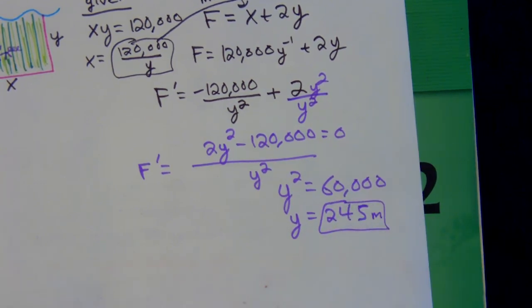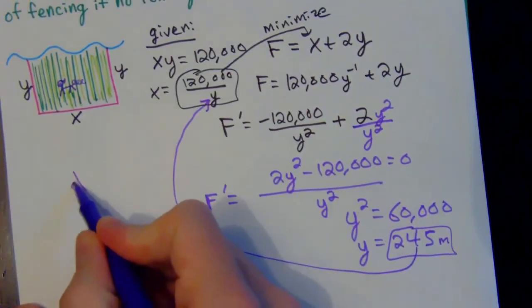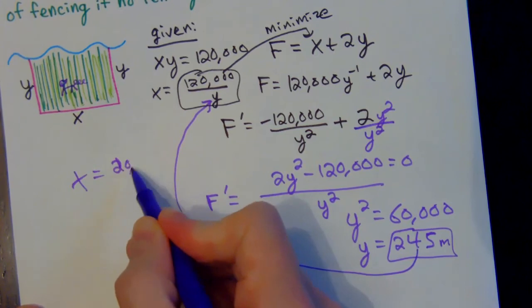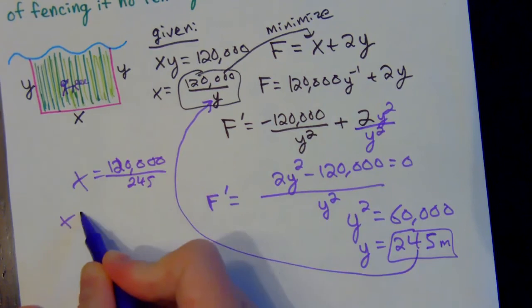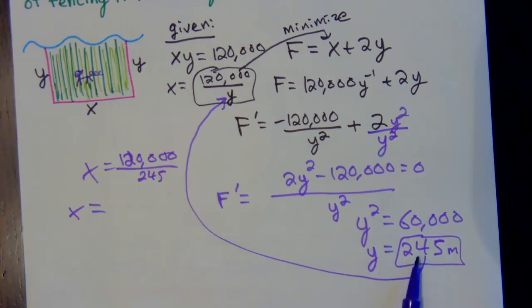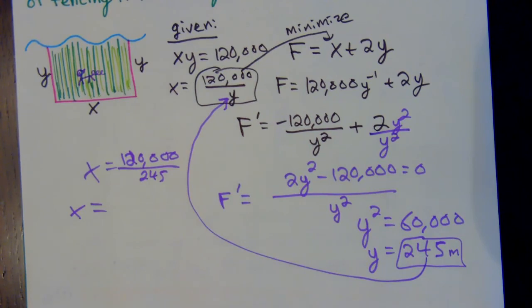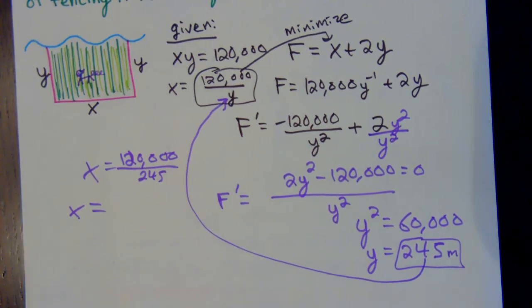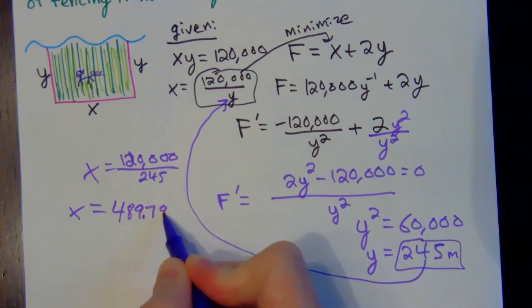And it wants to know what the dimensions of the fence are, which means I have to take that 245 and substitute that back in place for the Y. So we get 120,000 over the 245. Now I just kind of made these numbers up off the top of my head, so we're just going to round for this stuff. On the harder word problems, we'll typically get an exact answer for the first thing we find, and it's okay to get a decimal answer for the second thing that we find. It turns out that the X is going to be about 49.796 meters.